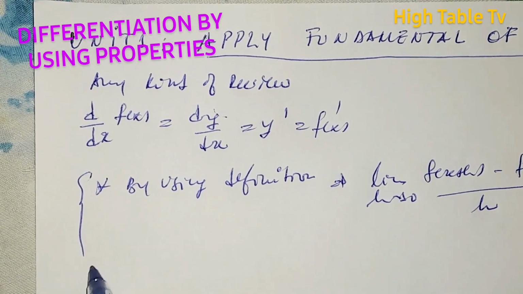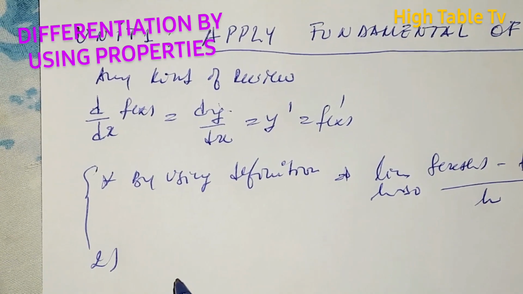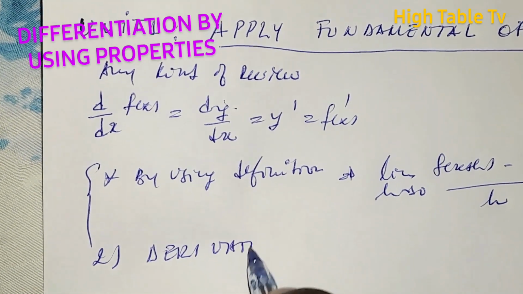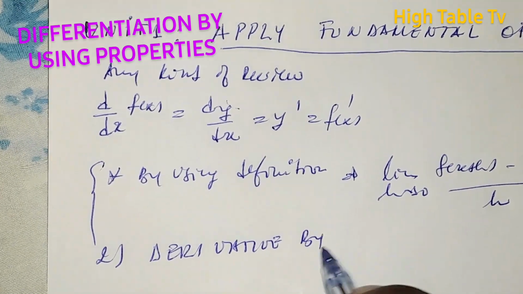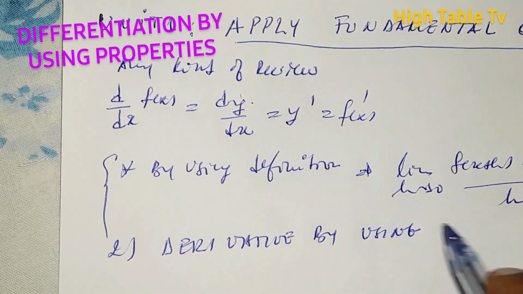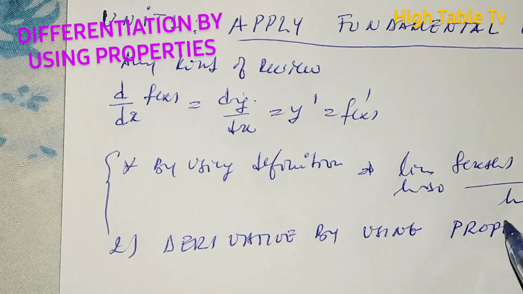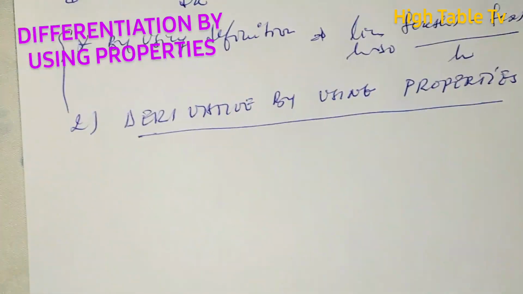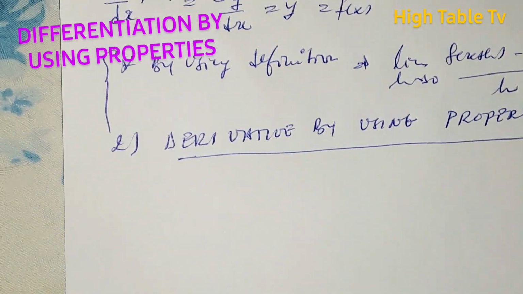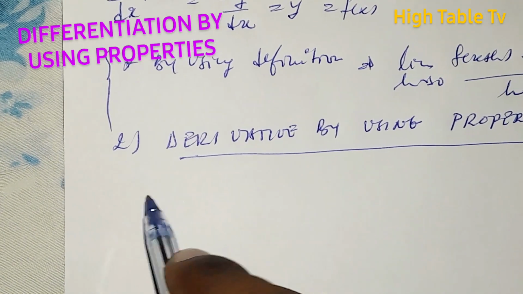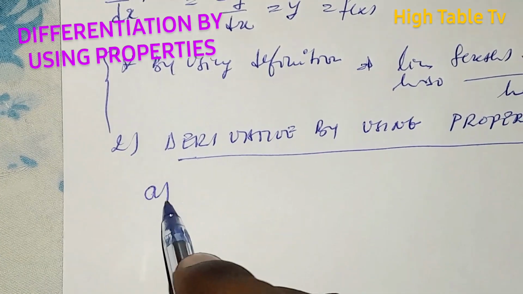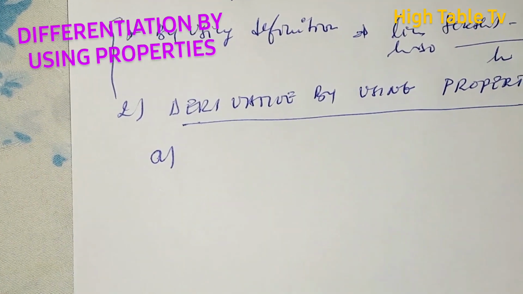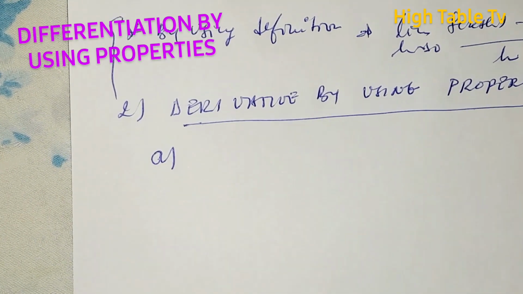So for today we are going to continue with the second method, which is the derivative by using properties. In order to make the derivative by using properties, we have the main differentiation properties. Today, we are going to talk about at least 5 properties.